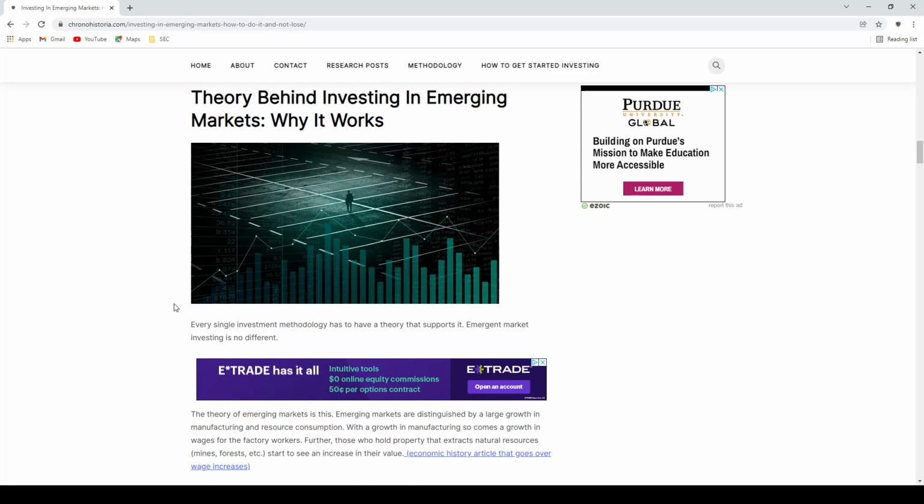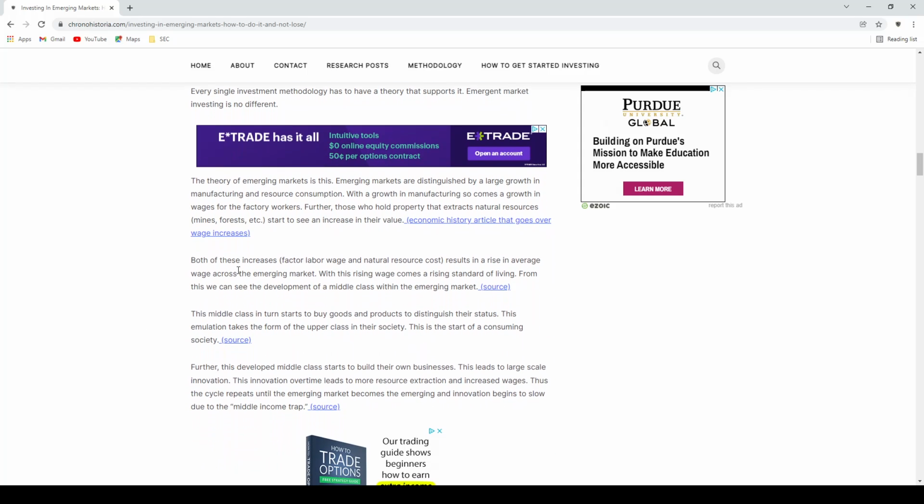This is important because we have to understand the theory before we can build the methodology with which we invest, the vehicle that we can cookie-cutter paste to different investments. So it's very important we understand this. Like I said, every single investment methodology has to have a theory that supports it. Emerging market investing is no different. So this is the nutshell emerging market theory. This is hotly contested by academics, but this is the line that it follows.